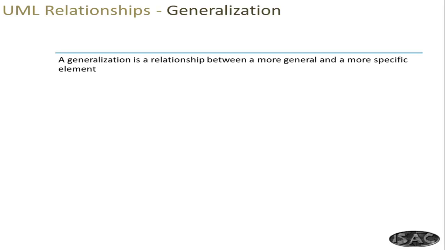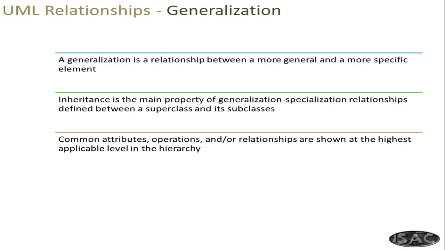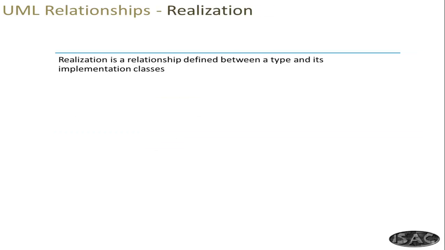Now, let us understand a little bit about the generalization relationship. A generalization is a relationship between a more general and a more specific element. Here, inheritance is the main property of the generalization-specialization relationship defined between a superclass and its subclass. Common attributes, operations or relationships are shown at the highest applicable level in the hierarchy.